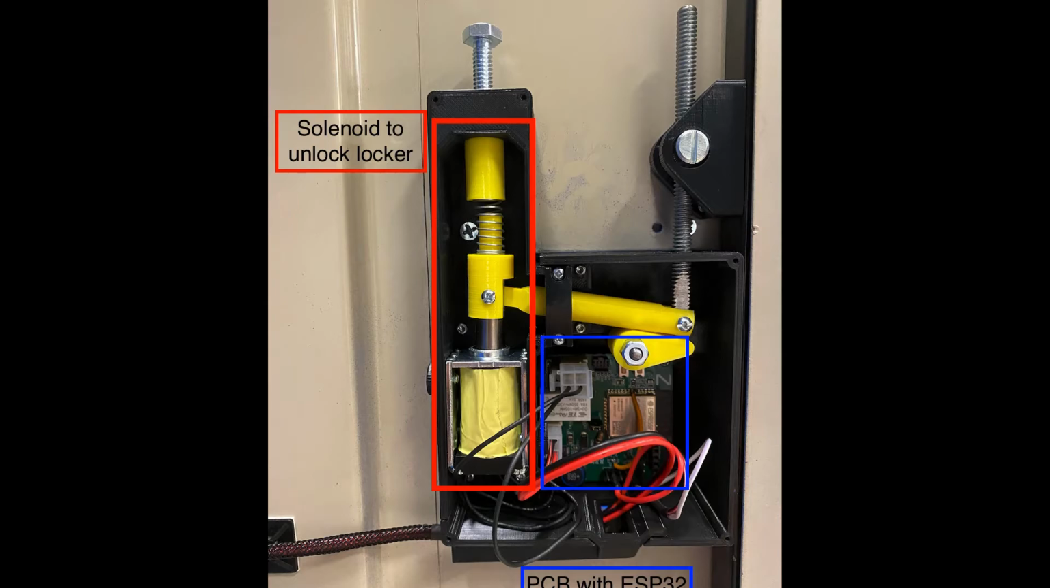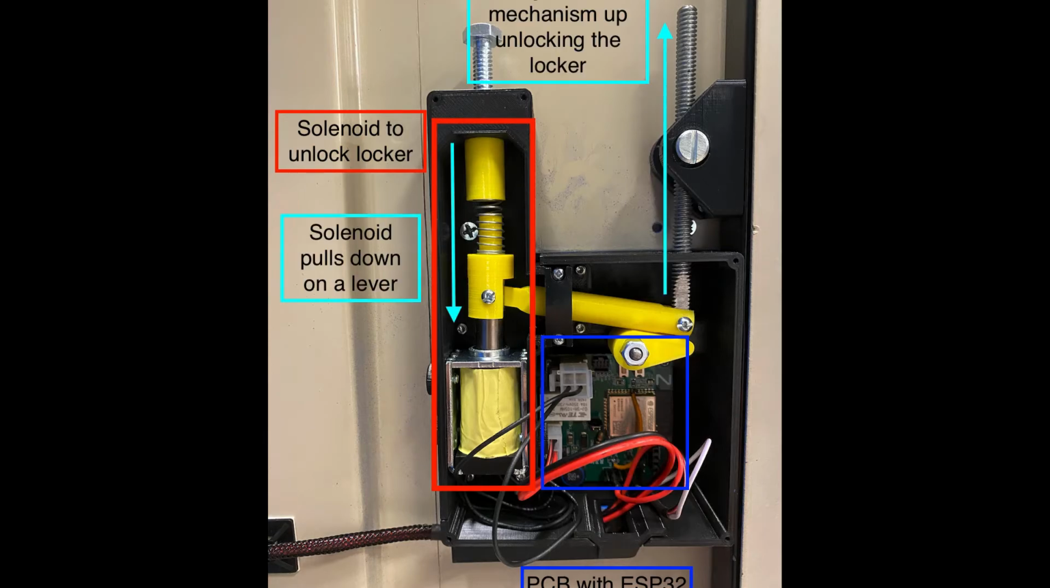A solenoid is used to lock and unlock the locker. Inside this housing also contains the PCB. The solenoid pulls down on a lever, which drives up the locker mechanism, unlocking the locker.